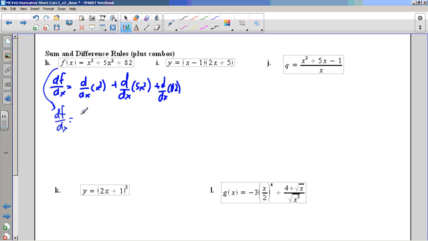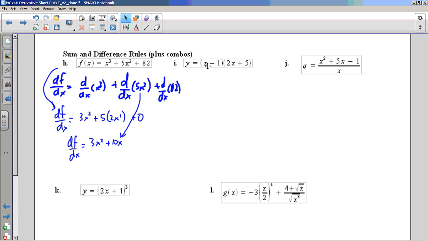The 3 comes down and subtract from the exponent. Here, if I wanted to think of the 5 out front, I could have the 5 out front, and then the 2 comes down, and I subtract off the 2, and then the derivative of a constant is just 0, and then there's my derivative of f with respect to x: 3x squared plus 10x, and then 0. We don't write it. Can you skip this step? Can you go straight from here to here? Absolutely, absolutely.